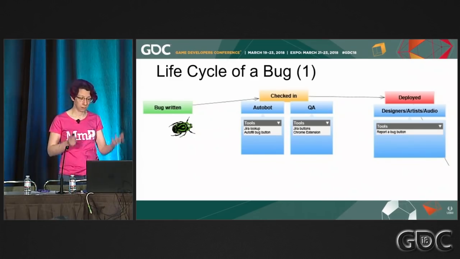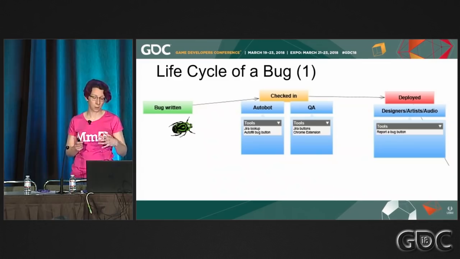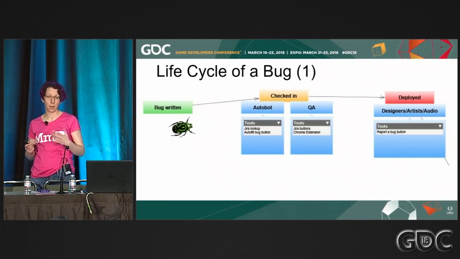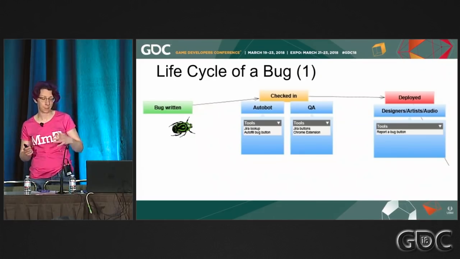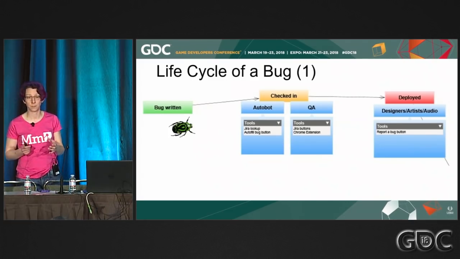So we start off, a bug gets written, and it gets checked in. So now it's gone orange because it's now starting to affect programmers. It's not got as far as the artists, the designers, and the audio people, but it will be stopping programmers from working. So our first line of defense is Autobot, which is our automated testing system.